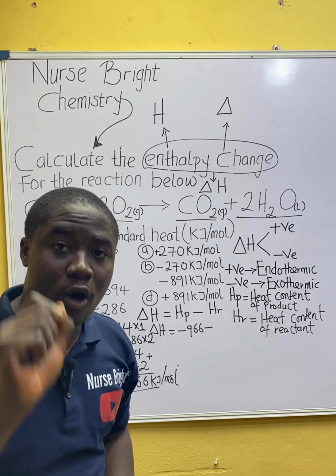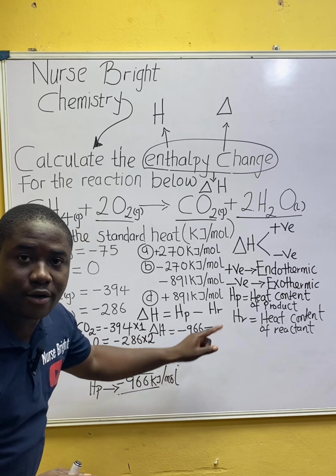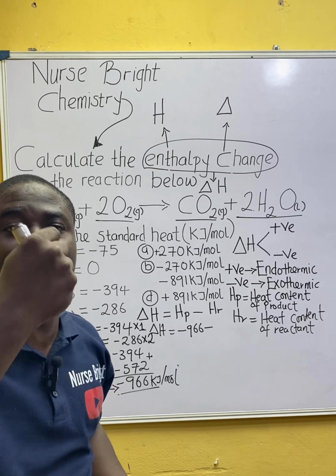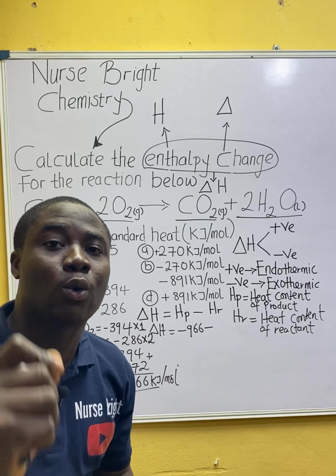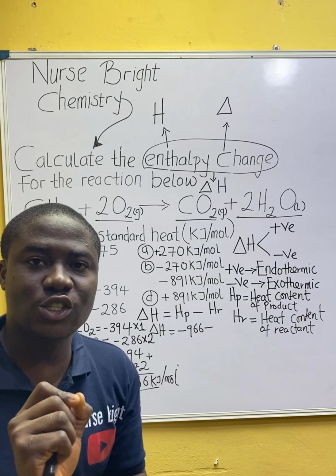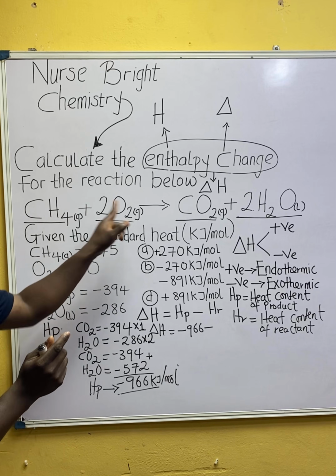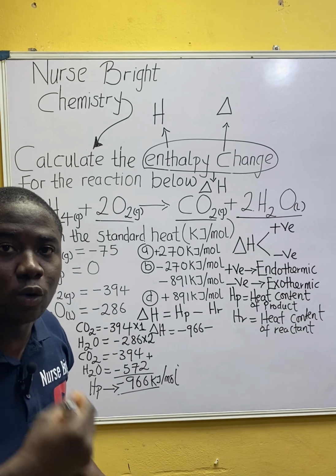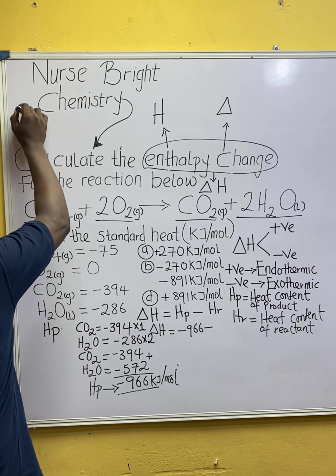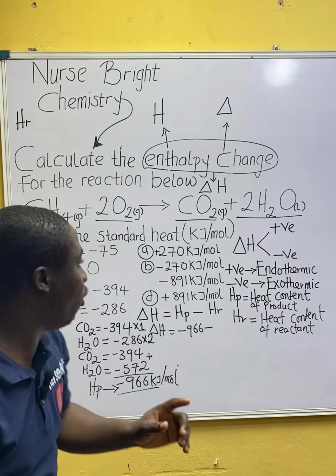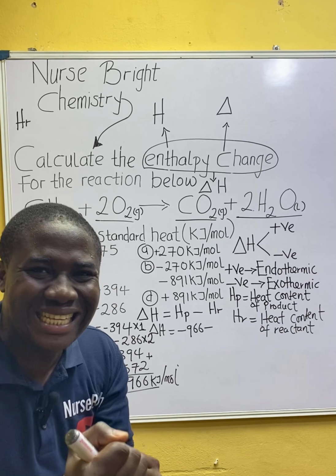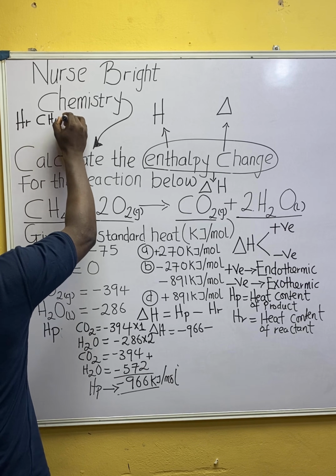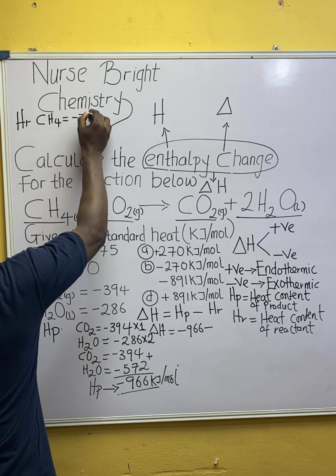The next thing for us to calculate is the HR. The way I calculated the HP, which is the heat content of products, is the same way you have to calculate the HR. So let's solve together. First of all, we identify our reactants. These are our reactants, CH4 and 2O2, all right? So let's calculate the HR. For CH4, it has its own standard heat energy. And from what we're given, CH4's standard heat energy is minus 75.